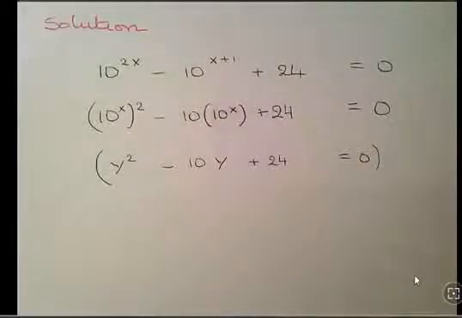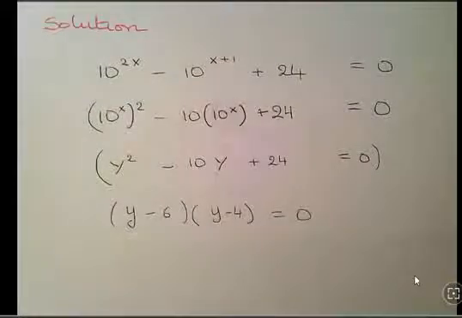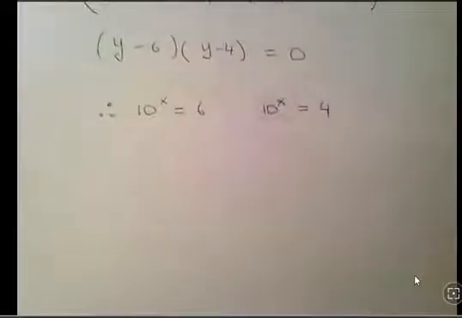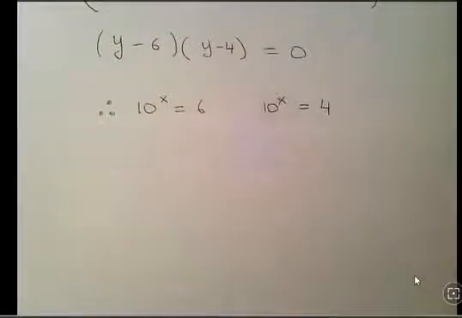You should be able to factorize it fairly easily. When you do factorize it, you should get y minus 6 times y minus 4 is equal to 0, or in other words, y is equal to 6 and y is equal to 4. Therefore 10 to the x is equal to 6 and 10 to the x is equal to 4. Those are the two answers there. Now we just use logarithms to solve that, and we should be finishing this particular question off quite quickly and moving on to the next one.